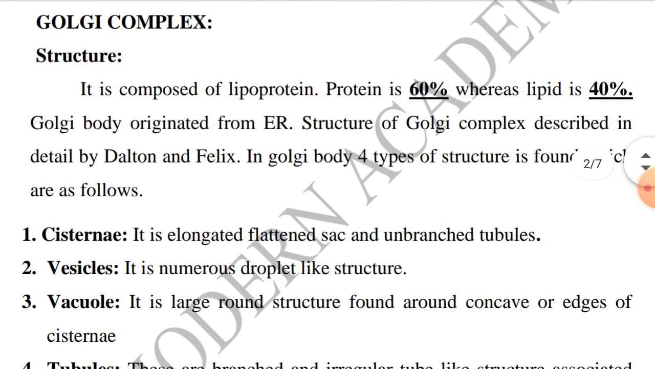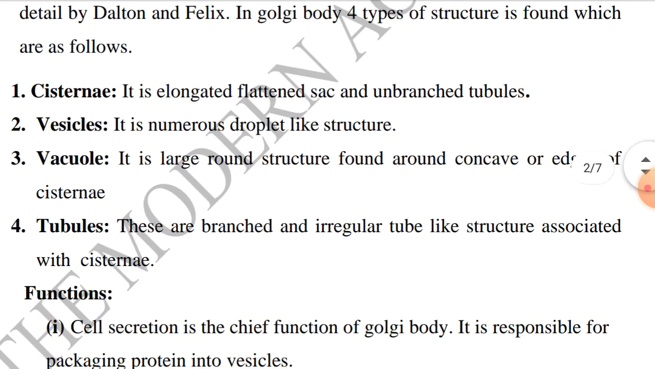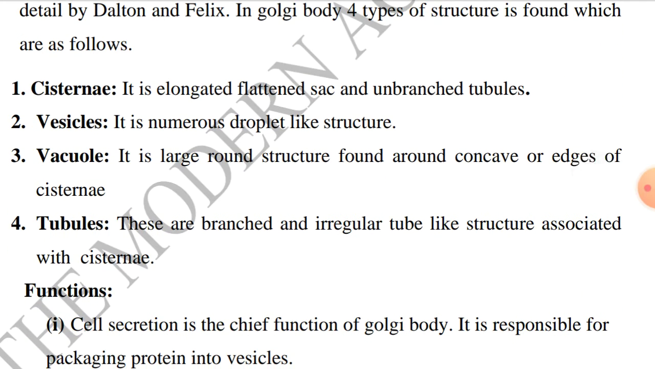Next, Golgi complex. The Golgi complex is composed of lipoprotein, which means it has lipid and also protein. So protein is 60%, lipid is 40%. It has four components in its structure.